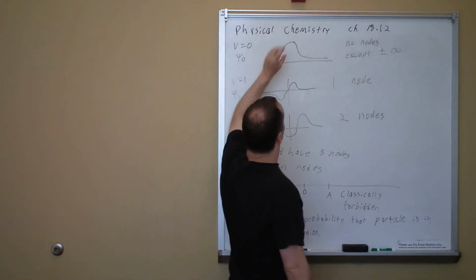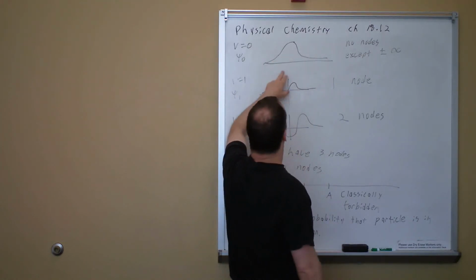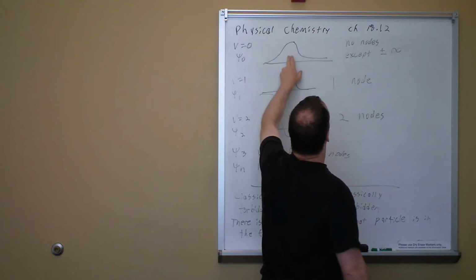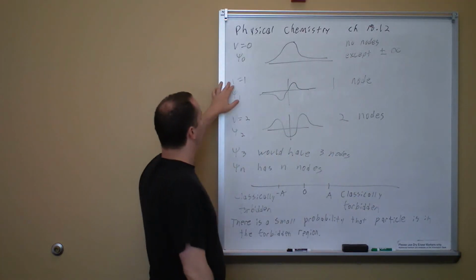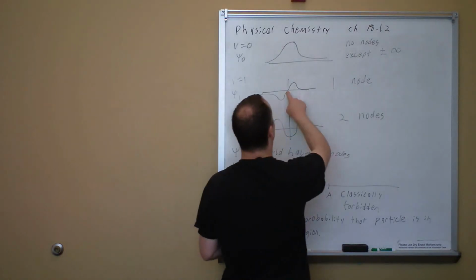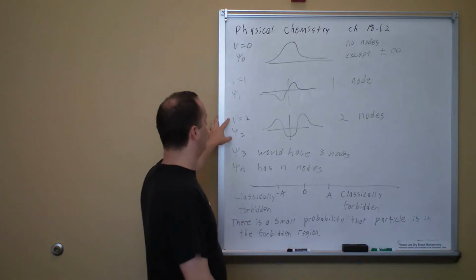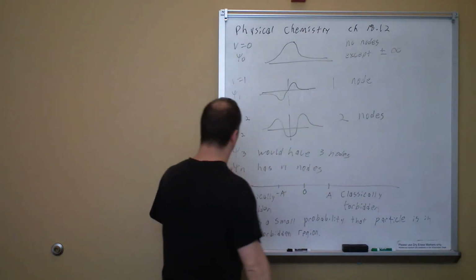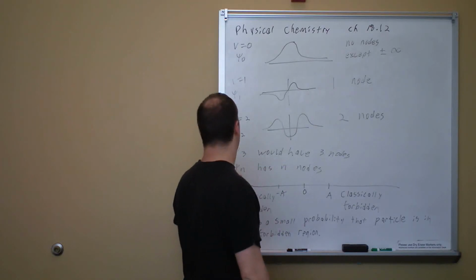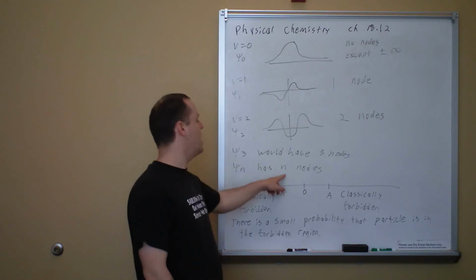This would be the probability, or well, whatever the function is, squared. Notice that there are no nodes for v equals 0, but it goes off to 0 at plus and minus infinity. For v equals 1, it goes through the origin, so there is a node here. For v equals 2, it goes through 2 nodes. For psi 3, there would be 3 nodes. And if you have vibrational quantum number n, it would have n nodes.